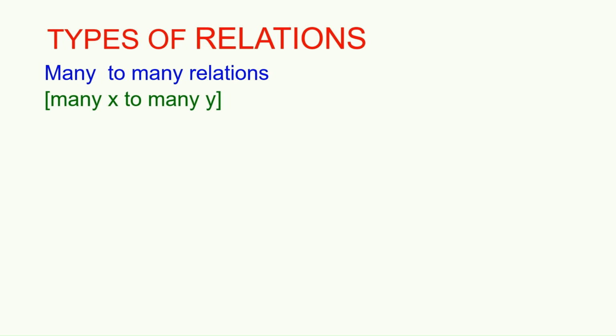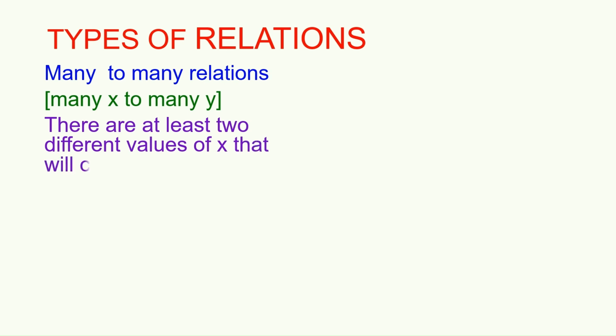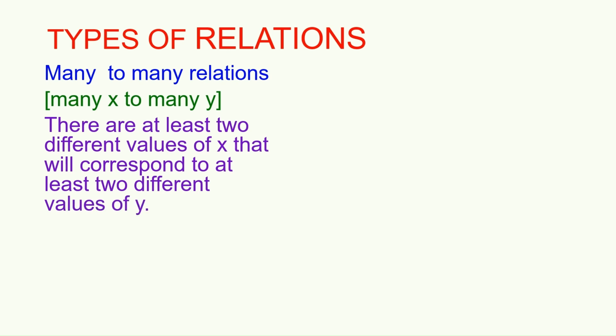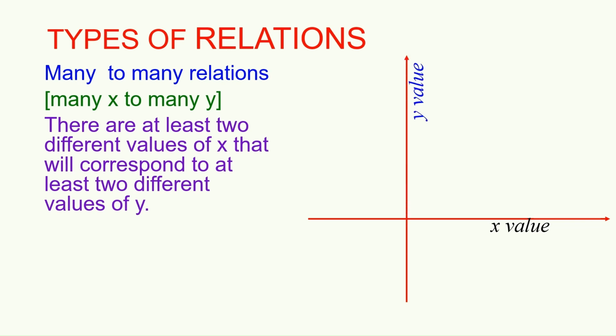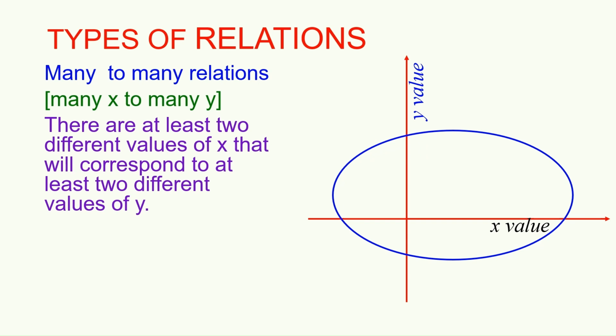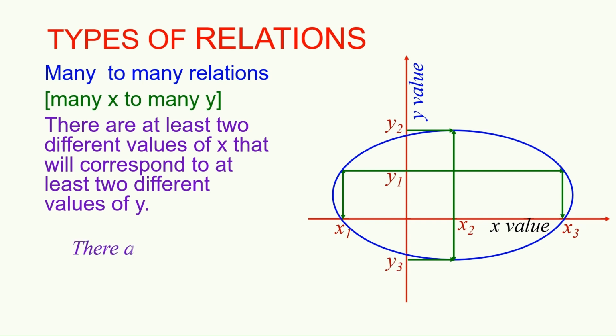Many-to-many relations, many x to many y. There are at least two different values of x that correspond to at least two different values of y. To explain it further, we draw a function of x, or y versus x, on the Cartesian plane or graph. It is an ellipse. Here, for three values of x, x1, x2 and x3, on the curve there are two values of y for each value of x, in terms of 0, y1, y2, y3, which makes many ordered pairs for the same x. This represents a many-to-many relation between x and y.